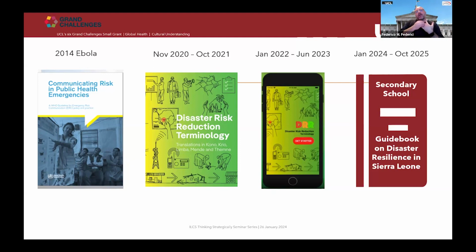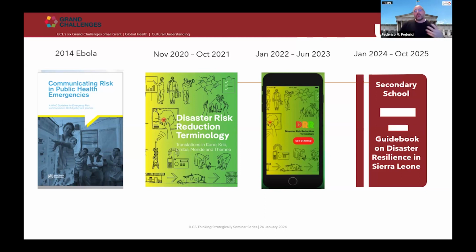creating a guidebook on disaster resilience in Sierra Leone, in 6 languages, that will encourage students in secondary education, but also people with primary level or secondary level reading skills in one of the Sierra Leonean languages to access information about reducing local risks.